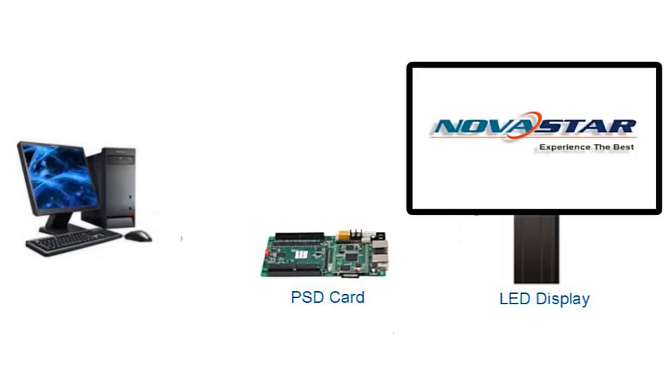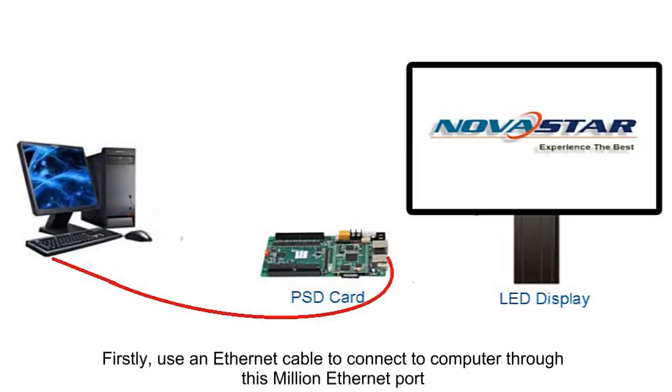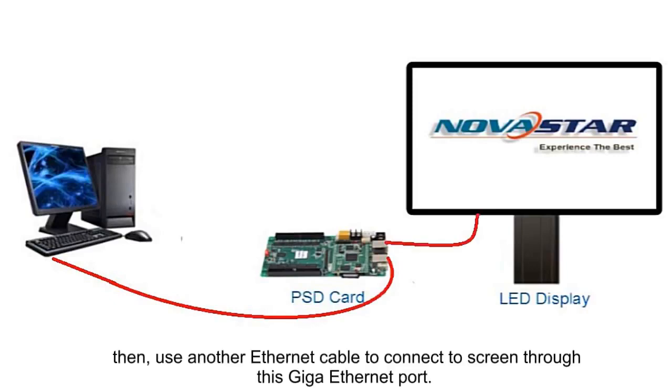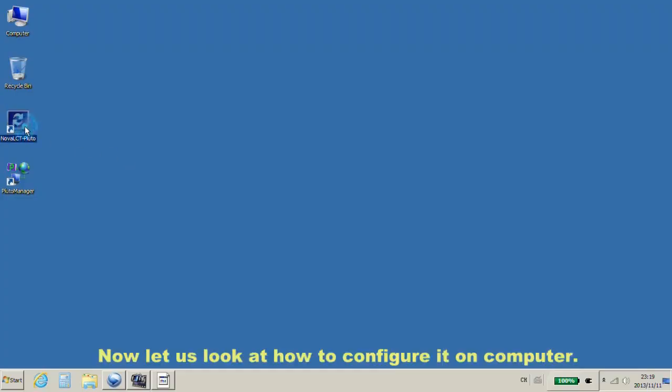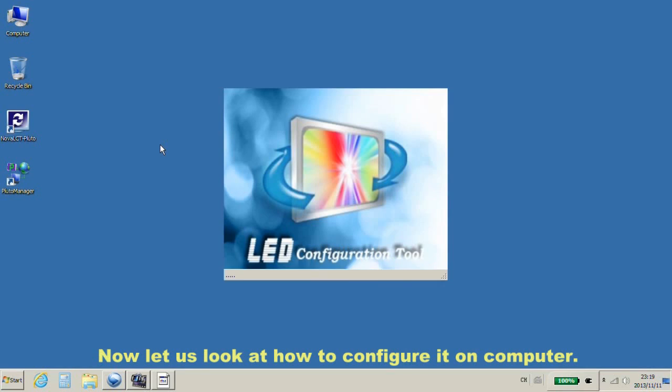Now we are going to configure a new LED screen with a PSD100. Firstly, use an Ethernet cable to connect to computer through this mini Ethernet port. Then, use another Ethernet cable to connect to screen through this Giga Ethernet port. That is about hardware connection. Now let's look at how to configure it on computer.